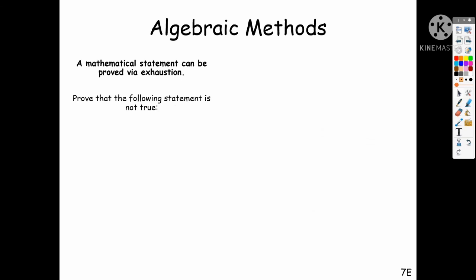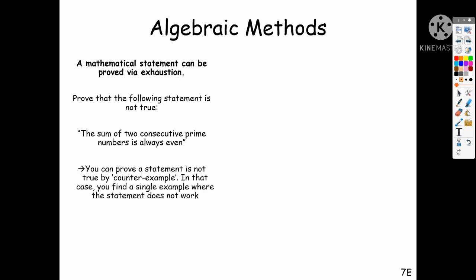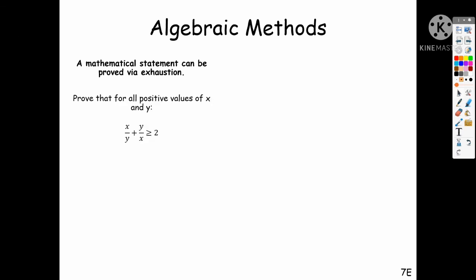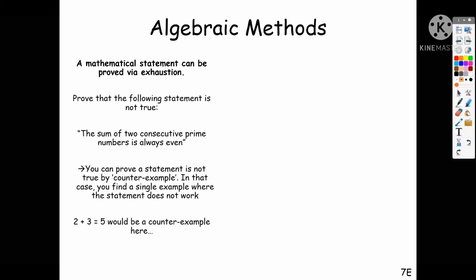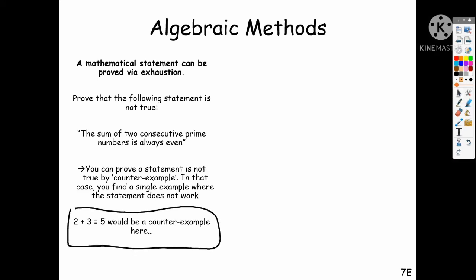Prove that the following statement is not true. The sum of two consecutive prime numbers is always even. You can prove a statement is not true by counterexample or disproving it. In that case, you find a single example where this statement doesn't work. So 2 plus 3 equals 5 would be the counterexample here. But there are also many, many more. Proof by counterexample is part of the A-level scheme, which is why this question has been put in here.